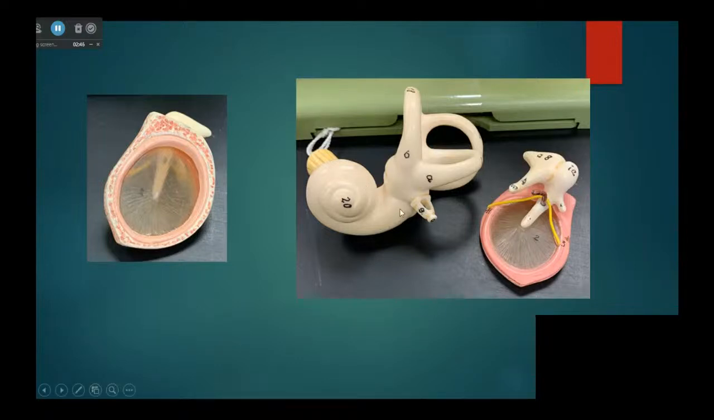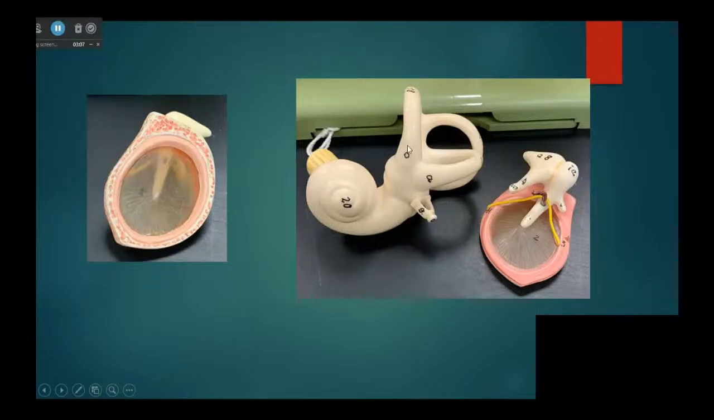We have the vestibule. This is where we're going to have the organs of static equilibrium, and you will have the utricle and the saccule with it. And then we have the semicircular canals. That is where we're going to have the organs of dynamic equilibrium. At the base of the semicircular canal, you're going to have a swelling. This swelling is called the ampulla.